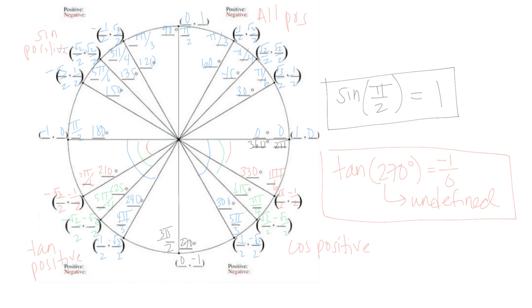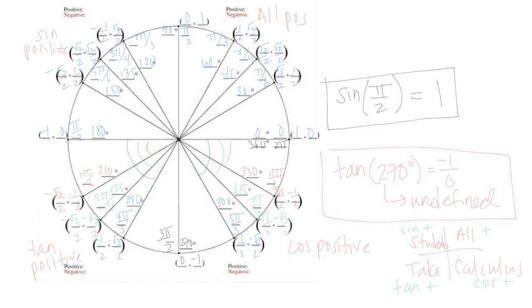Okay, so a lot of people use the saying, all students take calculus, to remember this, especially since you're in pre-calc. So all means that they're all positive, students means that sine is positive, take means that tangent's positive, and calculus means that cosine is positive. If it's not that, so like in quadrant 2, it only says sine is positive, that just implies that all the other ones are negative.